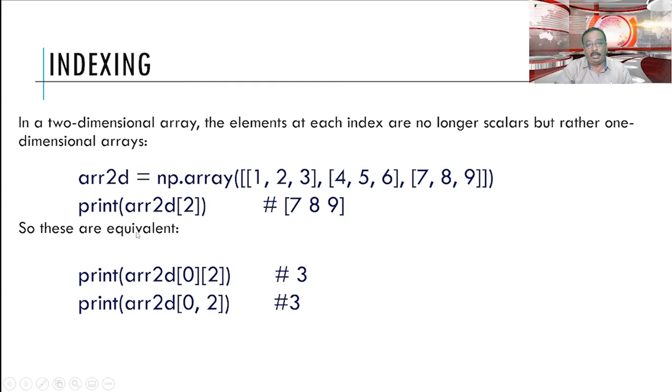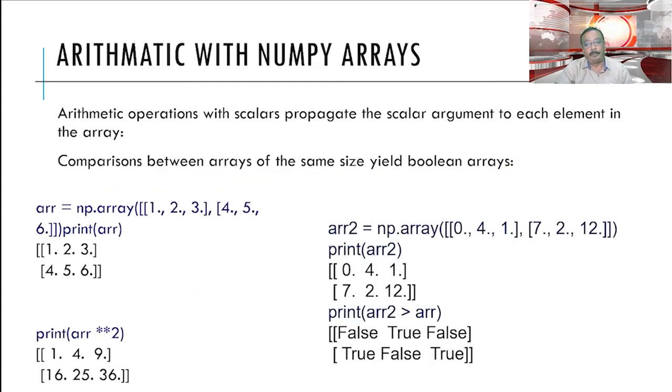So these two are equivalent. That is, you can specify the row and column and find out the value also. So this is in the two-dimensional array. Zeroth row, second position: 0, 1, 2, so value 3. So either you can specify square brackets or you can simply specify this position. It is going to be one and the same. So this is how you can index a particular element or group of elements in an array.